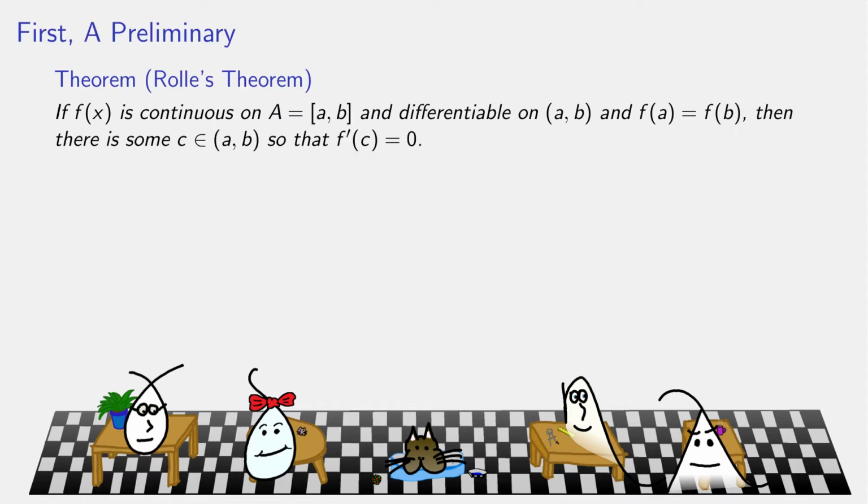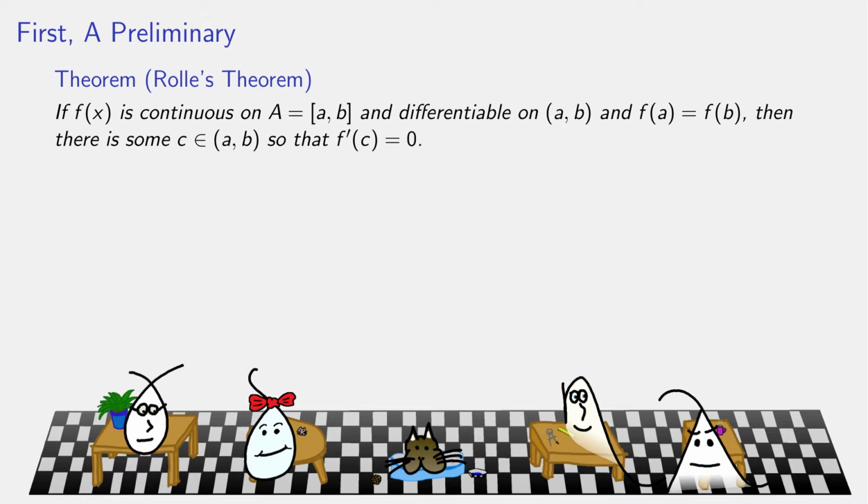We have f of x, a function that's continuous on the interval [a, b], which includes its endpoints. This is a connected compact set. It's differentiable on the interior. We're not going to address derivatives at the endpoints, but except at the endpoints it has a derivative. And our final assumption is that f of a equals f of b. The value of the function at the endpoints is equal.